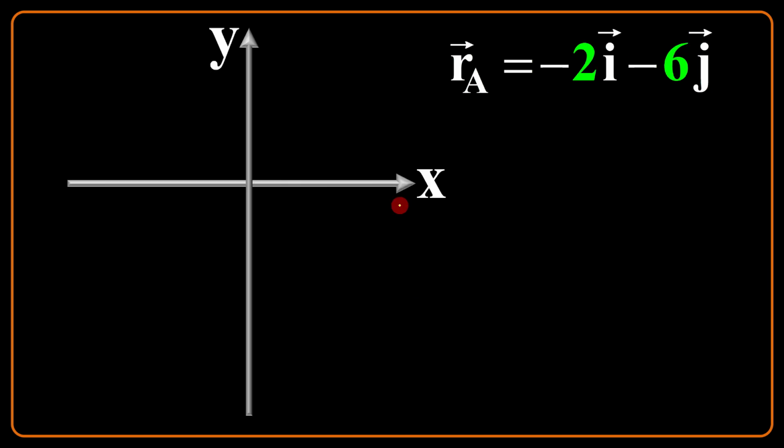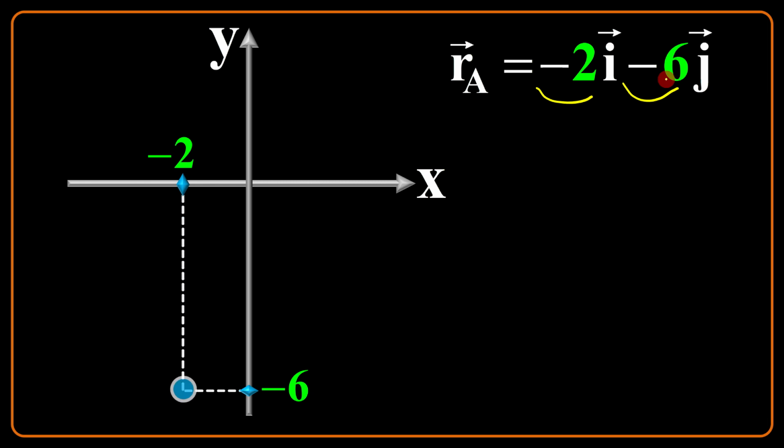Or r may be negative 2i, negative 6j. Negative 2i means that you should take 2 units to the left on the horizontal axis and negative 6 units downward, in the negative direction of y. And then I draw the dashed lines. They cross here. This is the location of the object. And then I draw the position vector from the origin to the location of the object. That's all.